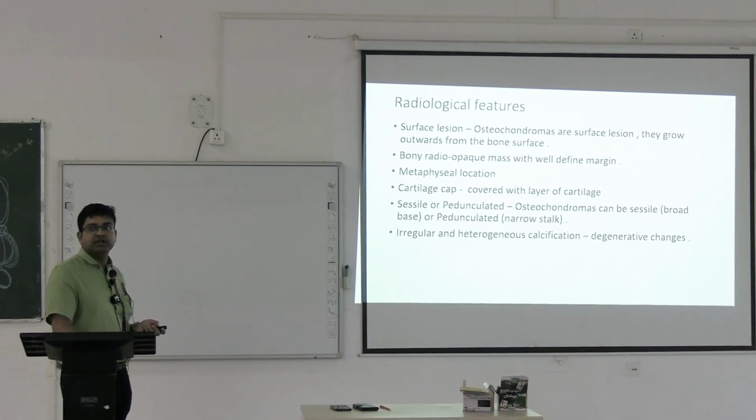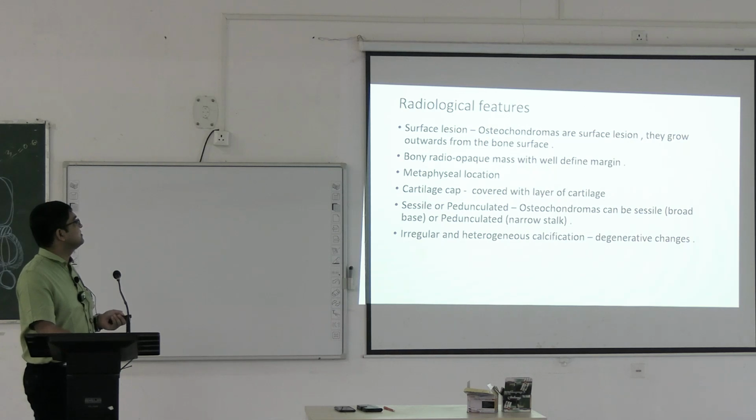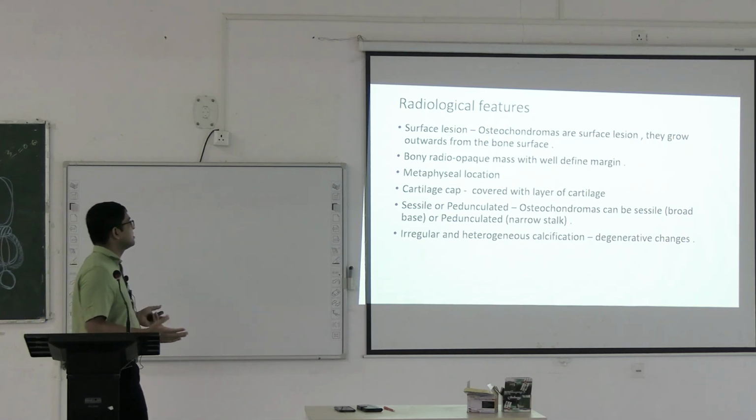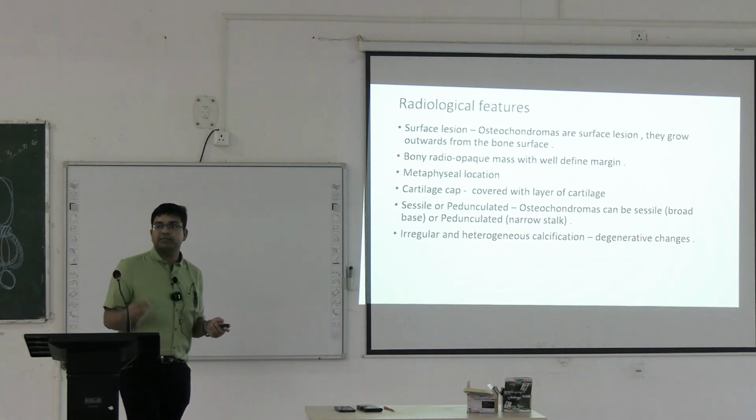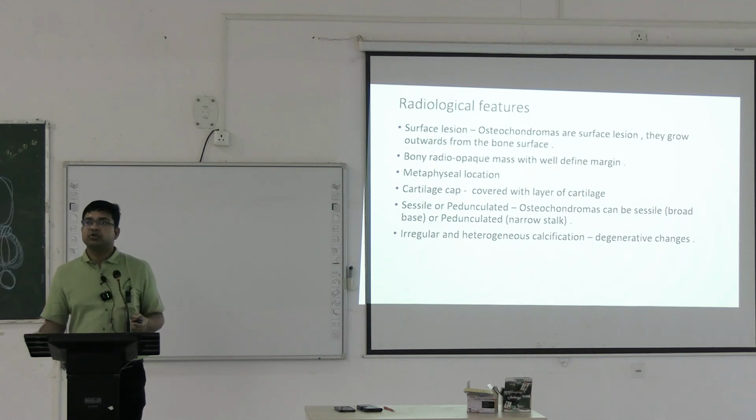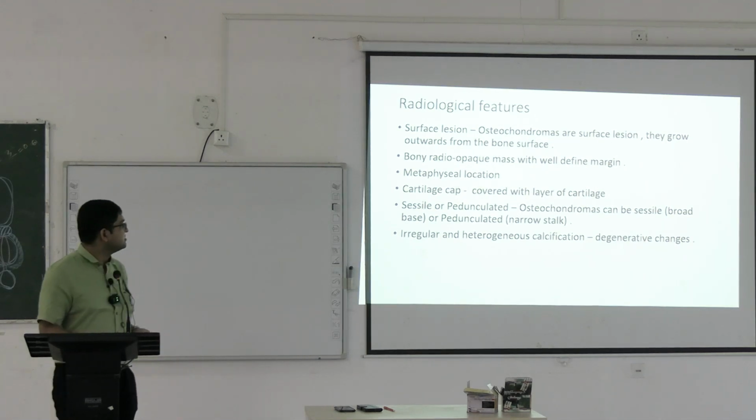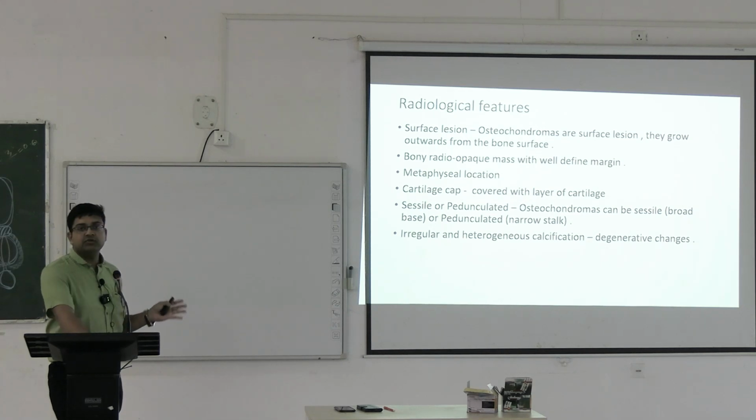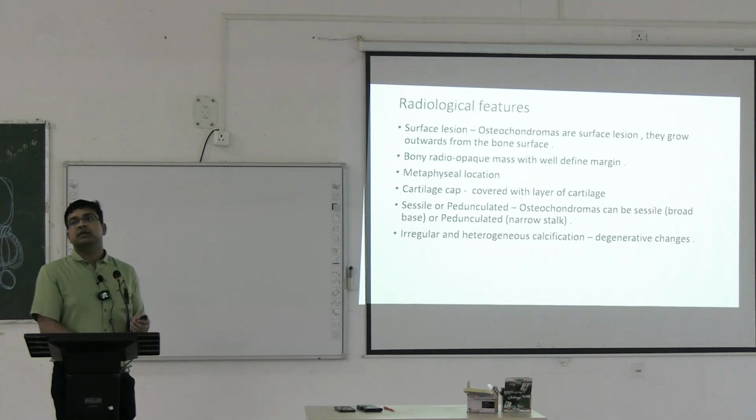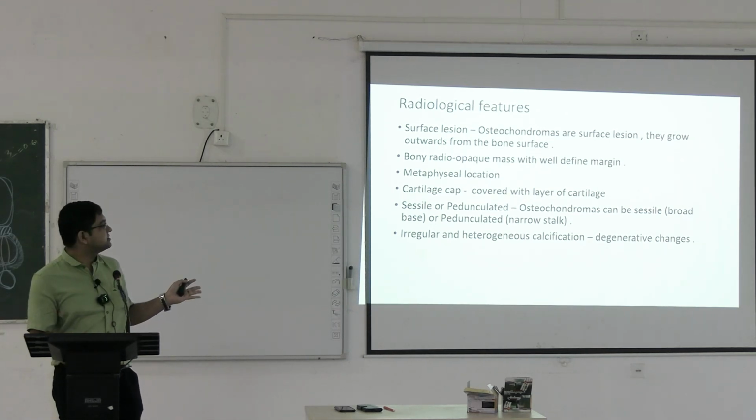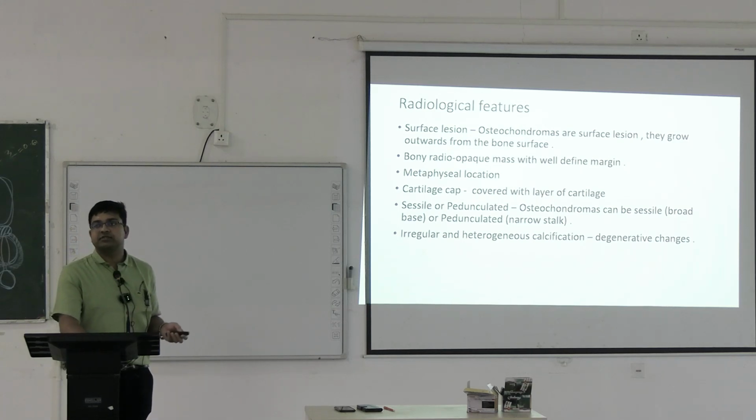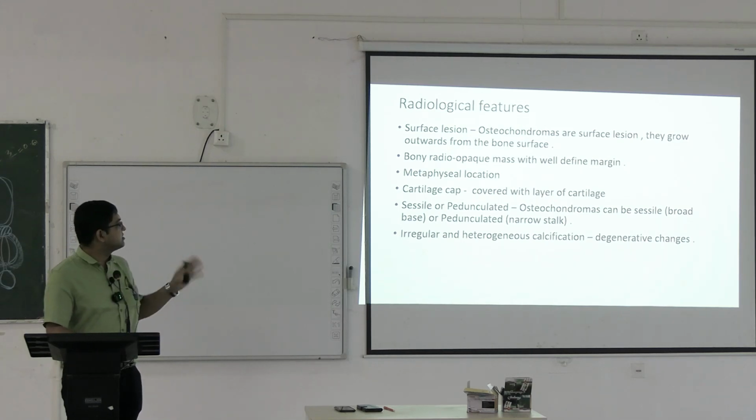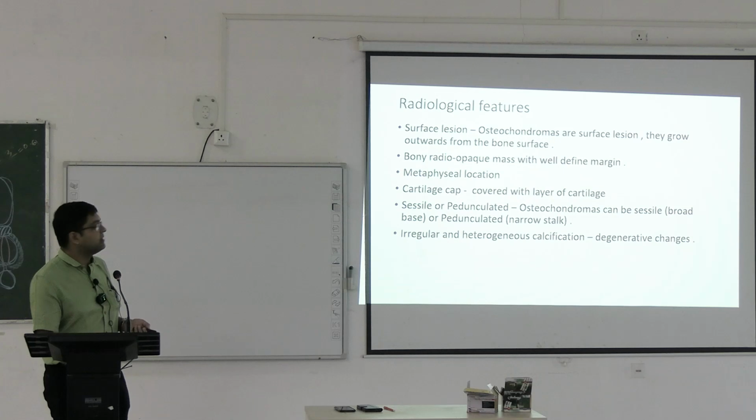Sessile or pedunculated. Osteochondromas can be sessile, that means a broad base, or pedunculated, that means the tumor is attached to the bone with a narrow stalk. And irregular and heterogeneous calcification. It can occur either in degenerative changes or in malignant changes. I have not written the malignant changes, but it can occur in degenerative changes or in malignant changes.